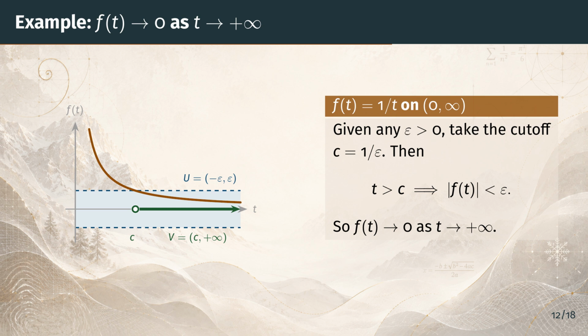My approach neighborhood V of plus infinity is the green ray on the t-axis, everything past a cutoff c. The amber block shows the choice. Take c equal to 1 over epsilon. Then for every t beyond c, the curve has dropped inside the band, so the size of f of t is below epsilon. That is exactly f of t tends to 0 as t tends to plus infinity. Same definition, different case.